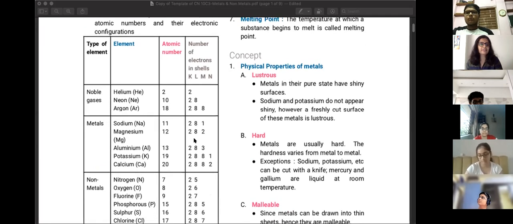Can you identify any common metals that you know of? Sodium. Iron, yes. Zinc, aluminium, copper, silver, gold. Yes, these are the metals, especially silver, gold, copper, aluminium, iron. You would have used them also, right? What about non-metals?